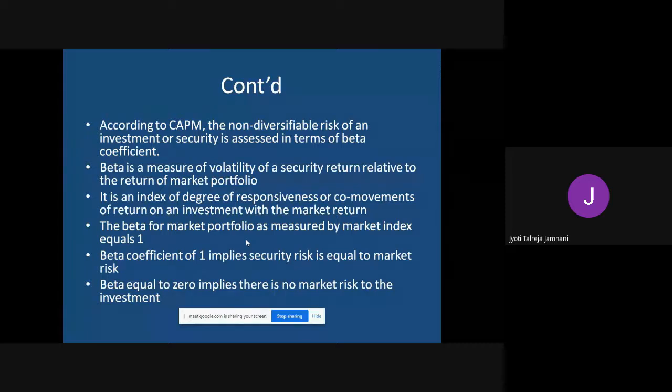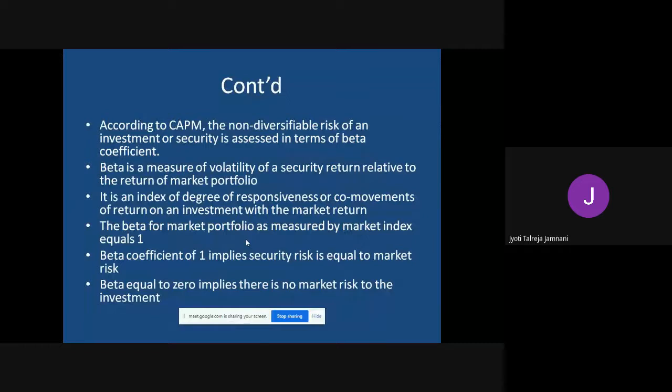The beta for a market portfolio as measured by the market index equals 1. So always remember the market beta will be equal to 1. Now if your company beta is 0.8, that means you are less risky than the market. If the market falls by 1 rupee, you will fall by 80 paise. Now the market beta is 1.